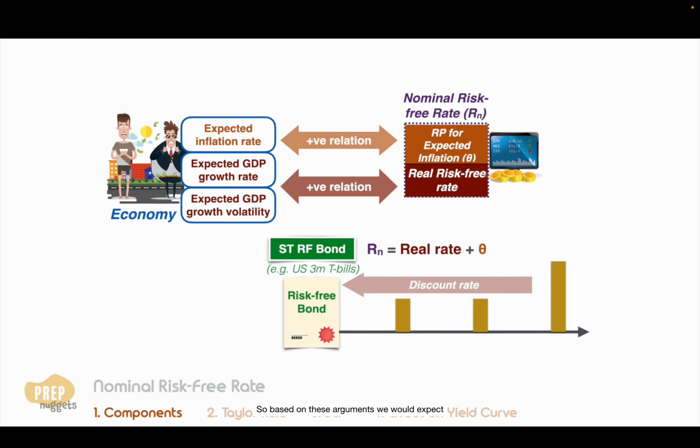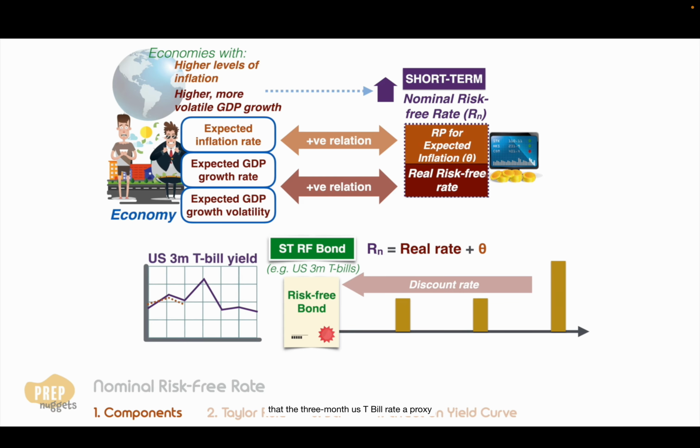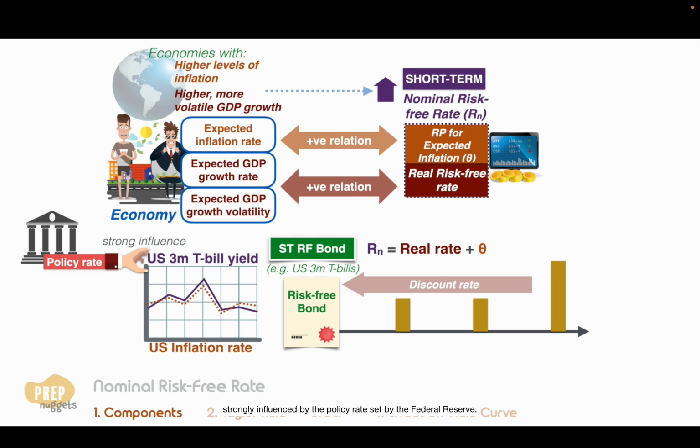So based on these arguments, we would expect the short-term nominal risk-free rate of an economy to be higher in economies with higher, more volatile GDP growth and with higher levels of inflation over time. In practice, it is observed that the 3-month US T-bill rate, a proxy for the 3-month nominal risk-free rate, shows close relationship to the inflation rate. This is also because the 3-month US T-bill rate is strongly influenced by the policy rate set by the Federal Reserve. When inflation is high, the central bank raises policy rates to dampen economic activity in order to lower inflation.